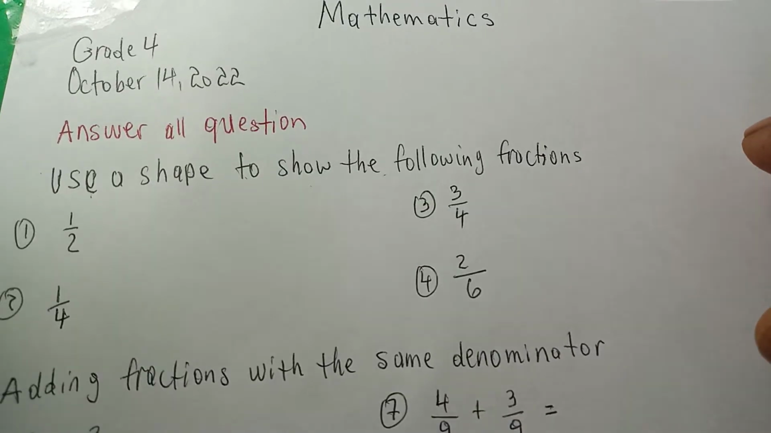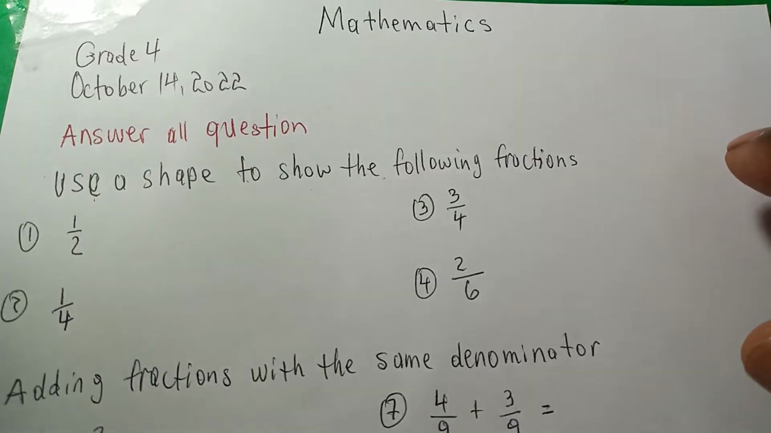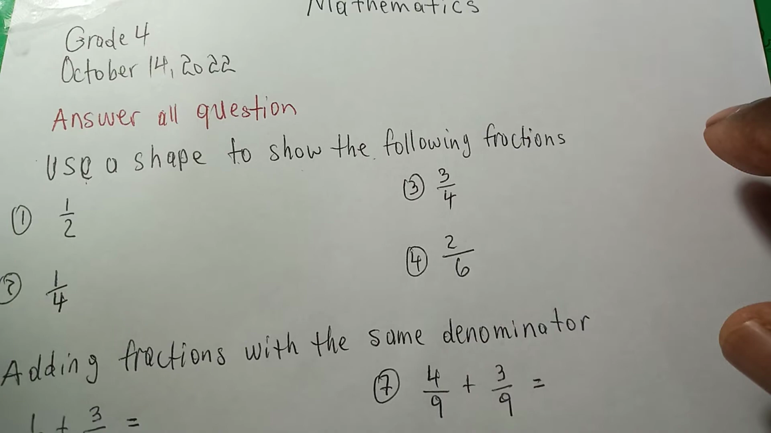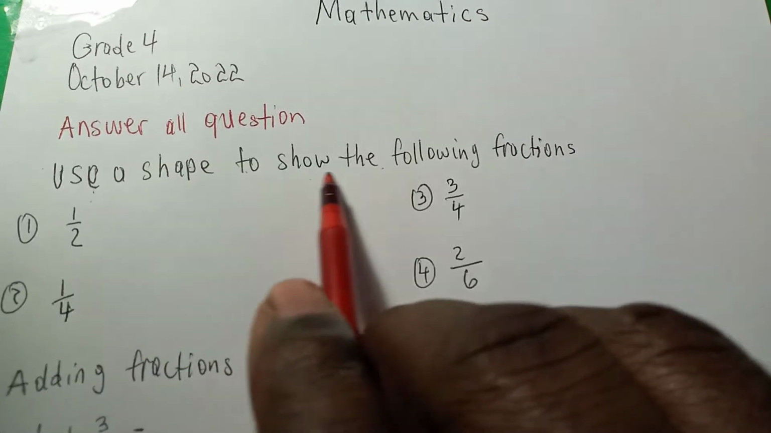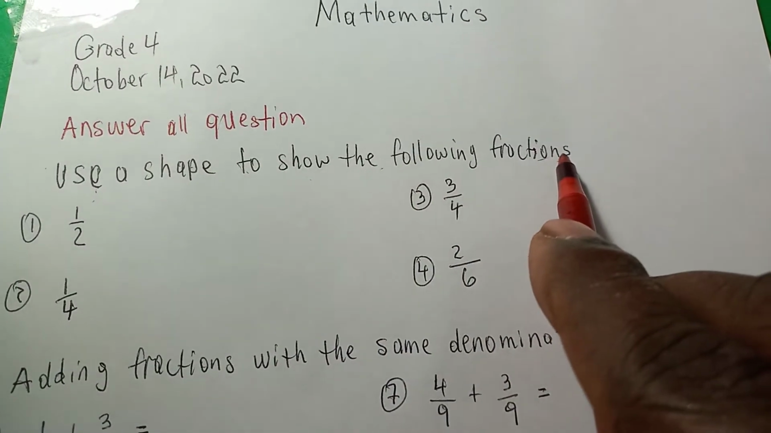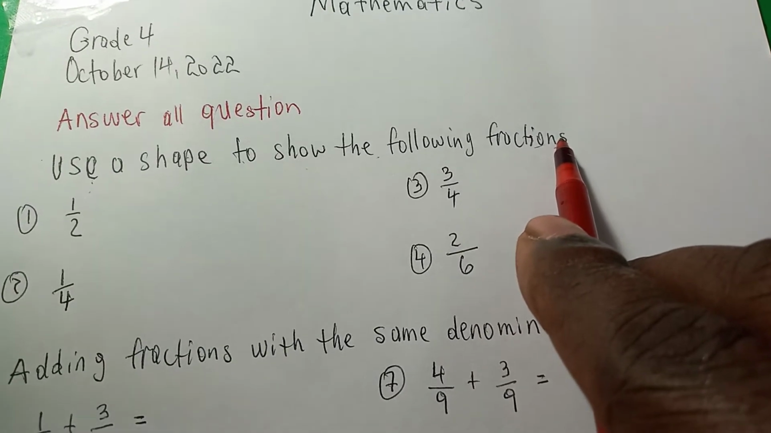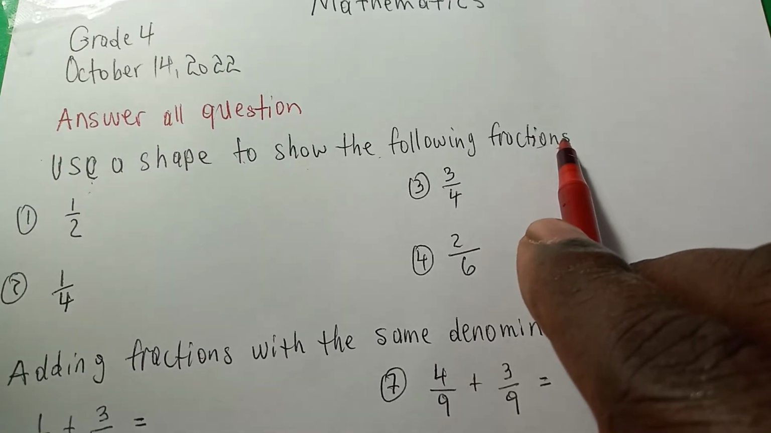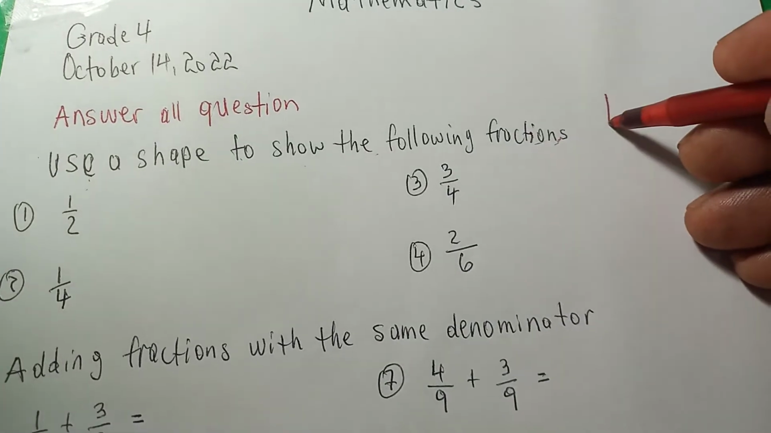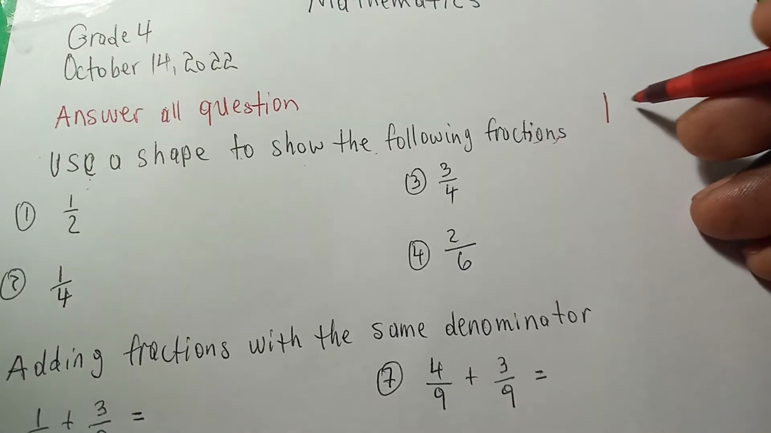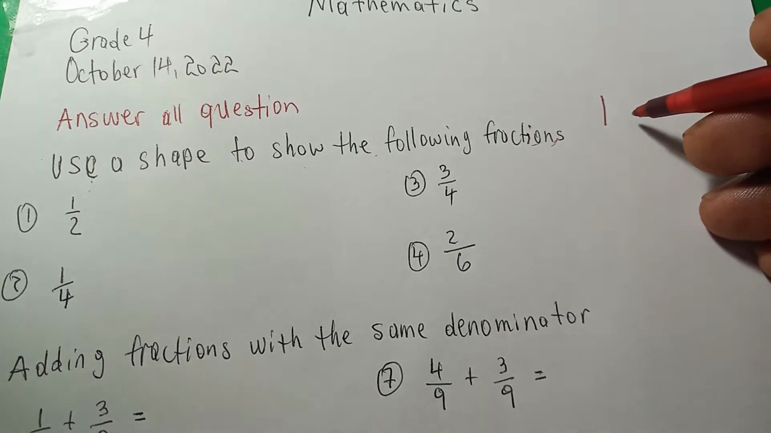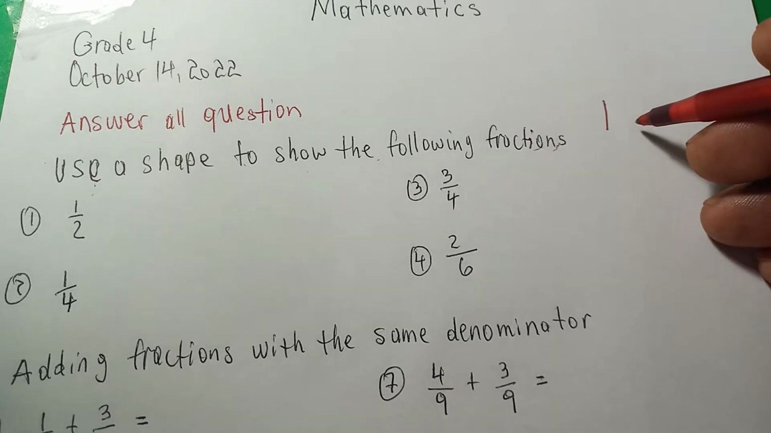Now look at our math questions. It asks us to use a shape to show the following fractions. What is a fraction? A fraction is a part of a whole. It is not the whole thing. Alright? 1 is the whole thing. Once it's less than 1, it's going to be a fraction. Okay?